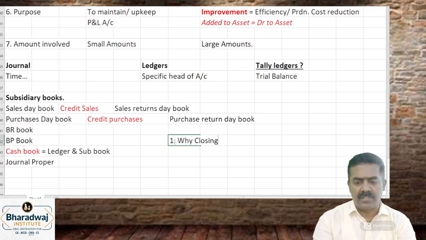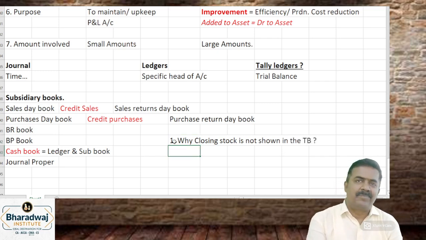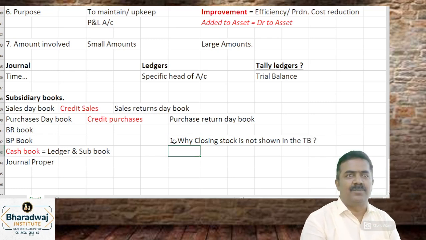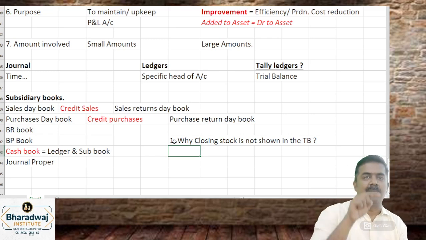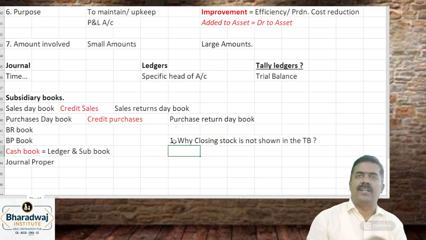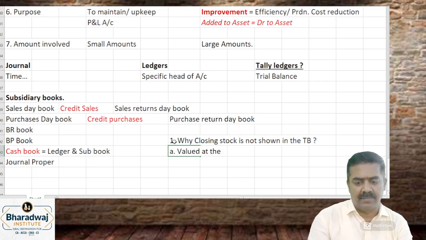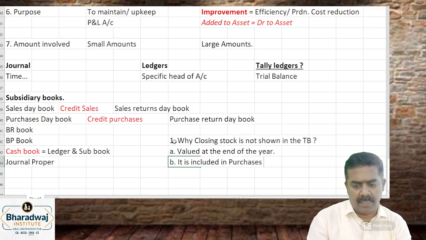They ask you a question. Why closing stock is not shown in the trial balance? Example question கேட்டிருக்காங்க. Opening stock or closing stock? Opening stock, purchase alone. Closing stock normally given as an adjustment. We can show in the trial balance, but generally it is shown what? Outside the trial balance. Options கொடுத்திருப்பாங்க. Option பார்த்து tick பண்ணலாம். Maybe valued at the end of the year. B. It is included in purchases. C.